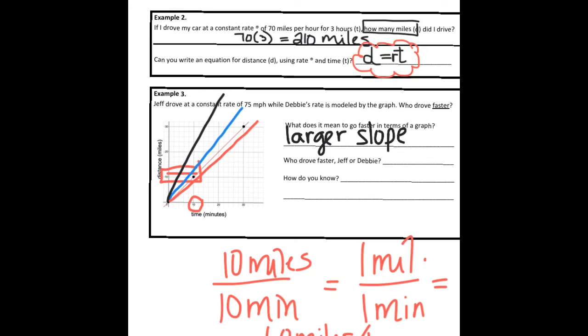So who is driving faster, Jeff or Debbie? Well, it's Jeff, because he's traveling at 75 miles per hour and Debbie is only traveling at 60. How do we know? We calculated Debbie's slope or Debbie's rate.